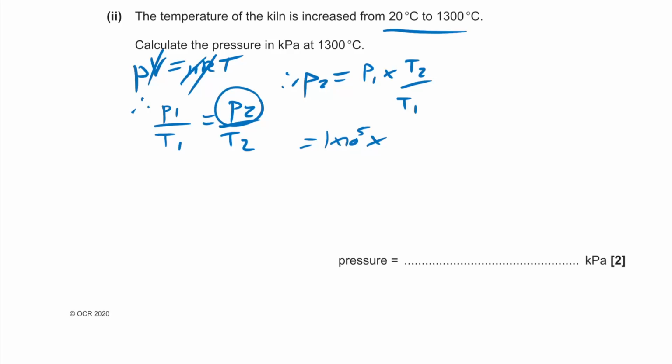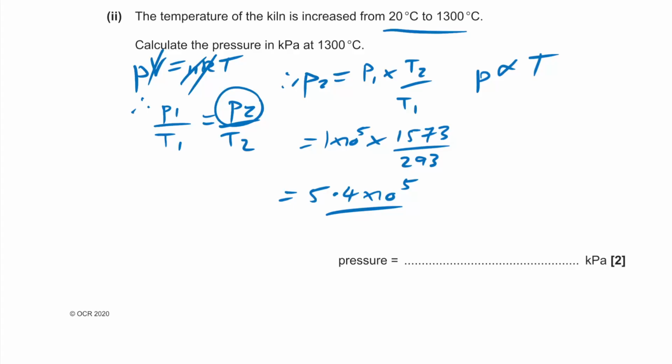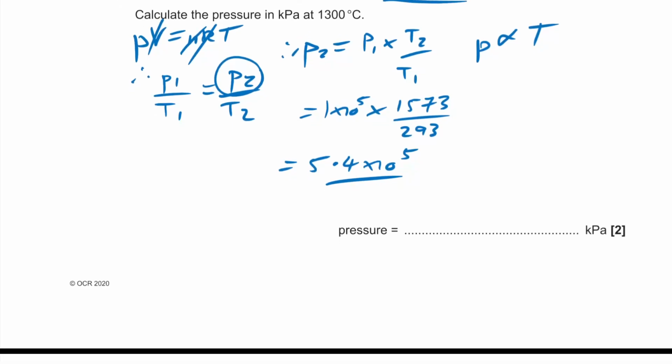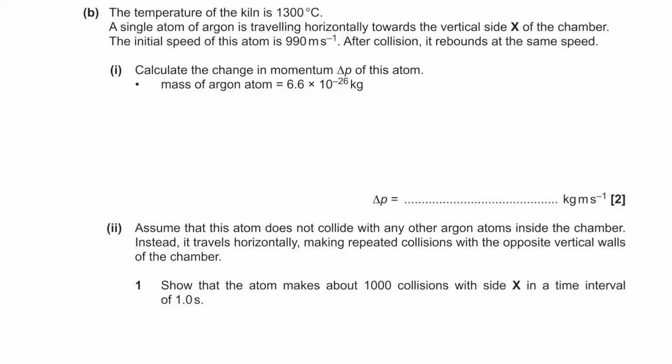So that was 1 times 10 to the 5 times our second temperature. Well, that's 1300 plus another 273. So that's going to be 1573 divided by our 293. And just doing the ratio, that gives us 5.4. And then times that by 10 to the 5. So that's our new pressure. We know that P is proportional to T in this case, and so therefore the temperature has gone up by 5.4 times. Therefore the pressure has too, because we've been given a nice number for the pressure to begin with.